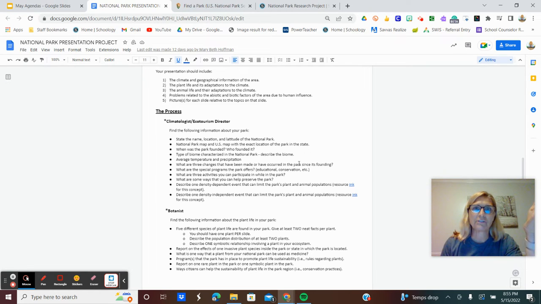So, for instance, Yellowstone, they reintroduced the wolves. That would be one example of some kind of changes that have occurred. What are some special programs the park offers? What are three activities you can participate in while in the park? What are some ways you can help to preserve the park?